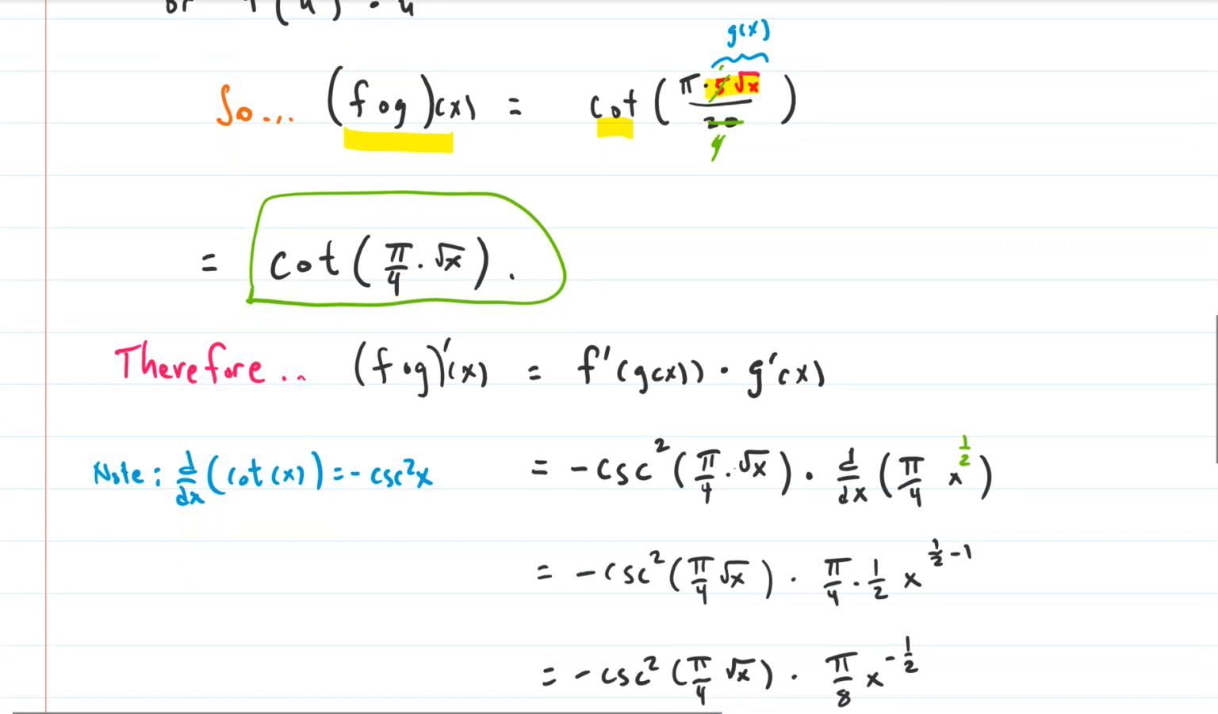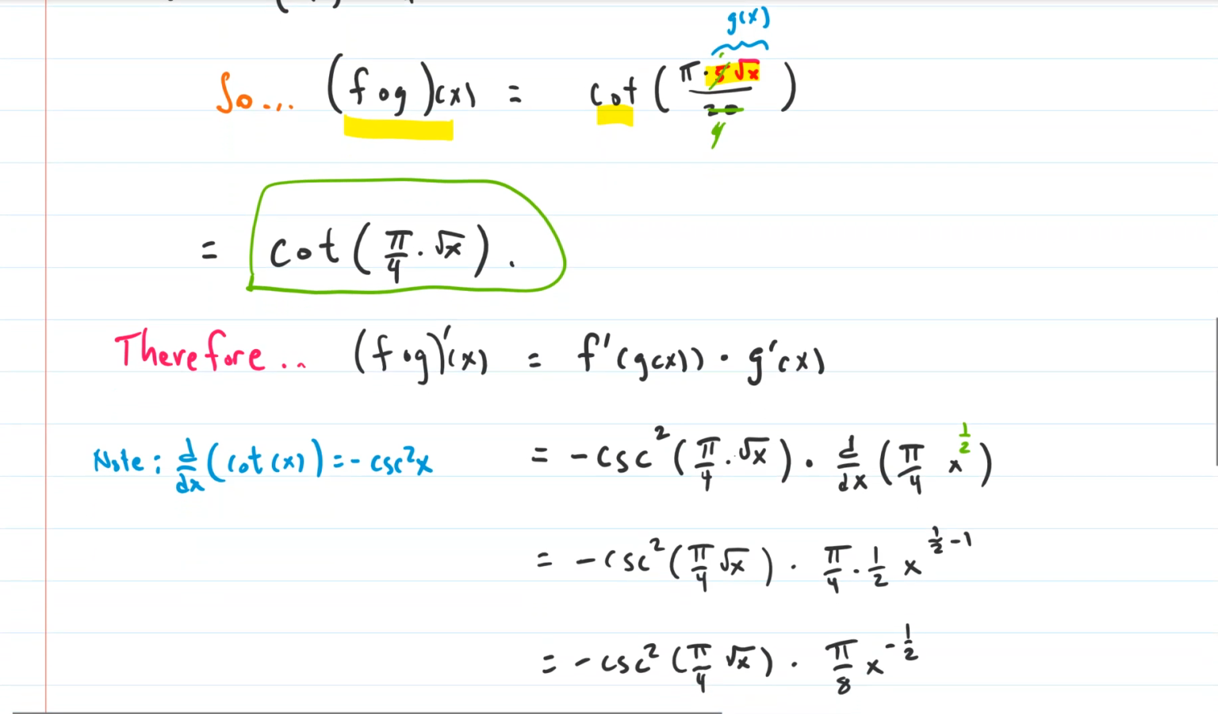Let's actually take the derivative. We first need to take the derivative of the outside, which is cotangent. And just as a reminder, the derivative of cotangent is negative cosecant squared. So we have negative cosecant squared. We leave the inside the same, so we just have pi fourth times root x. And now we're multiplying by the derivative of the inside, which is pi fourth times the square root of x.